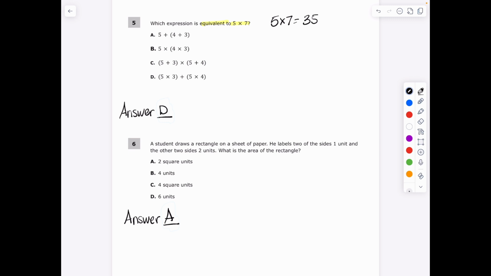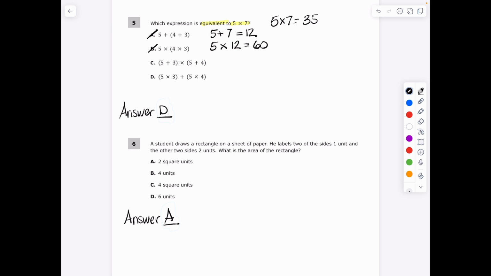And I'm going to use my order of operations. So starting with A, I'm going to start with my parentheses first. I have 5 plus 4 plus 7 in parentheses is 7, and that equals 12. Well, 12 does not equal 35. In B, I have 5 times 4 times 3 is 12. Well, 5 times 12 is 60. That is not equal to 35.